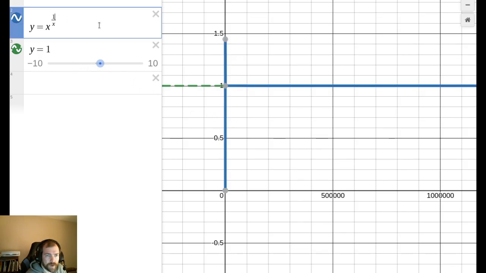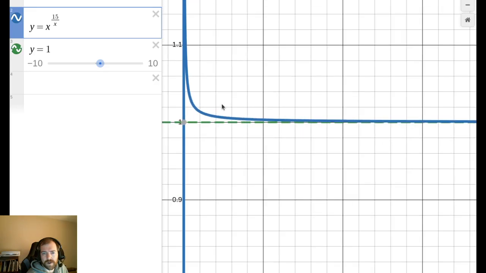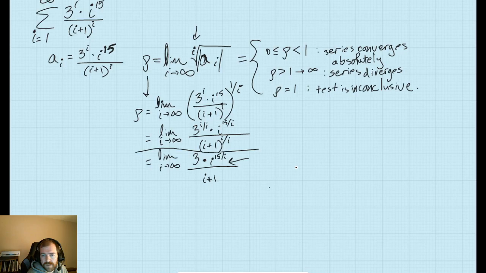Okay, and then if we raise this to the 15th power, this is really just going to delay the inevitable. Right, so our value ends up just being a little bit higher for a while, but it's still dropping to 1 very quickly. So that's going to tell us that the limit of this particular thing is going to go to 1.